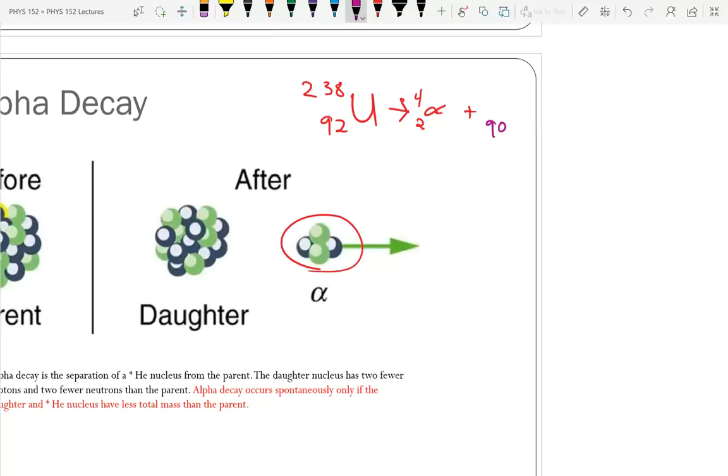Which one? Thorium. So by the number of protons, you can say immediately which element it is. It's thorium. Which isotope of thorium? Well, I started with 238 total particles. I lost 4 particles. How many do I have left? I have 234. So it's going to produce a thorium-234 after that alpha decay.